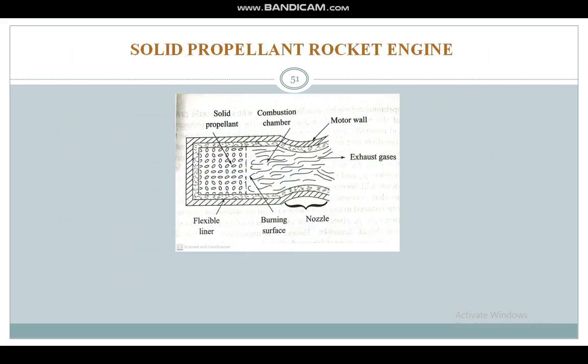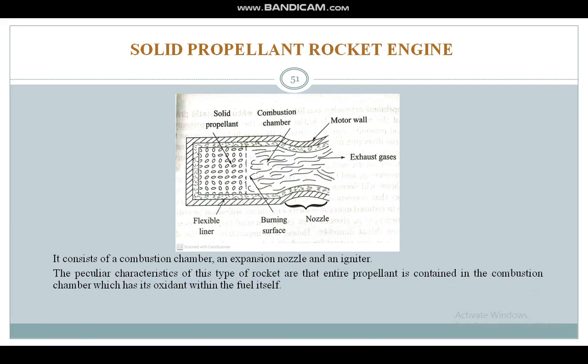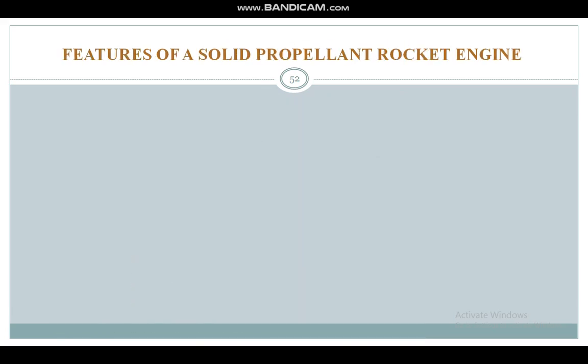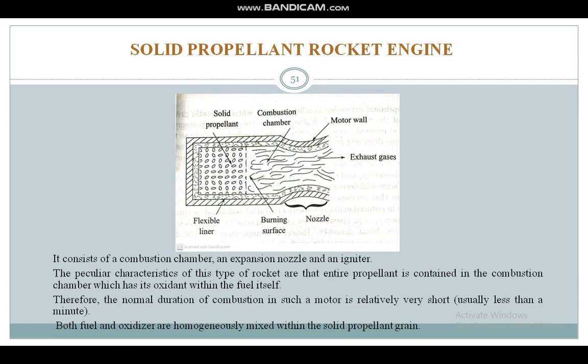This is a very simple view of the solid propellant rocket engine. The figure shows the schematic diagram of a solid propellant rocket. It consists of a combustion chamber, an expansion nozzle and an igniter. The peculiar characteristic of this type of rocket is that the entire propellant is contained in the combustion chamber, which has its oxidant within the fuel itself.